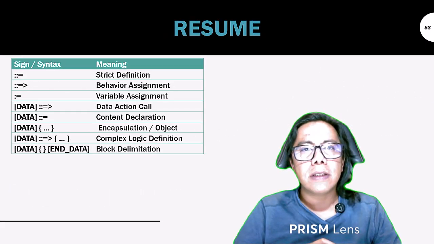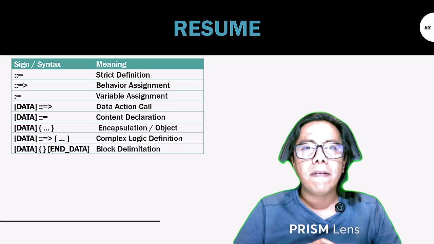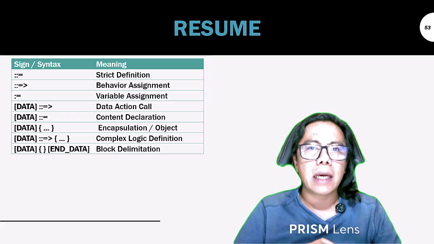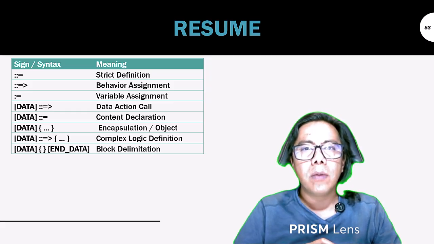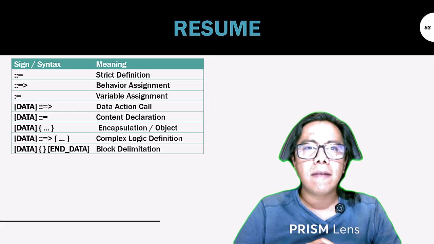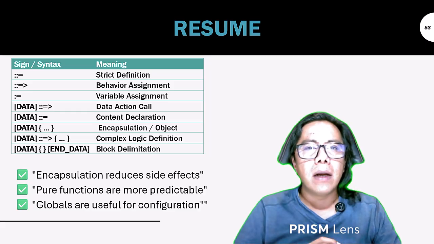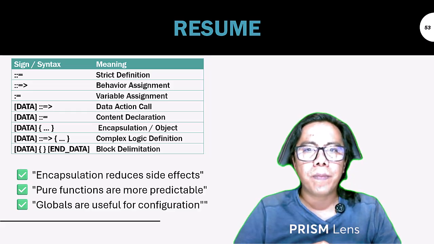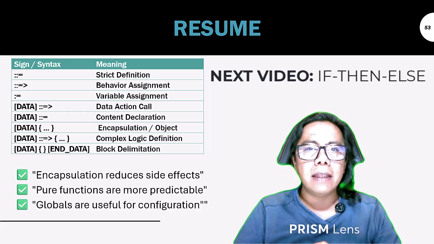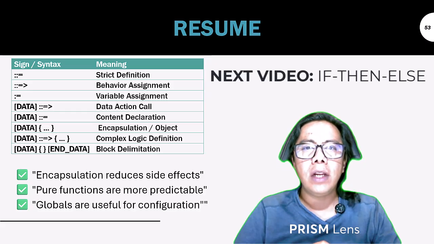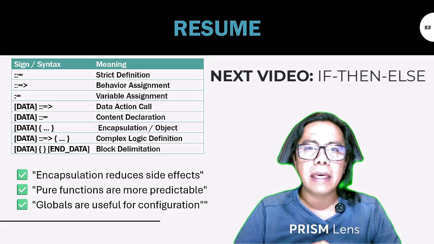Remember these symbols. They will be very helpful in the next videos. Encapsulation reduces side effects. Pure functions are more predictable and easy to understand. Global variables are useful for initial configuration. So far, we have created memory and structure. But a program without the ability to decide is like a robot that only knows how to move forward. In the next video, we will give it the ability to choose the path, if then else.